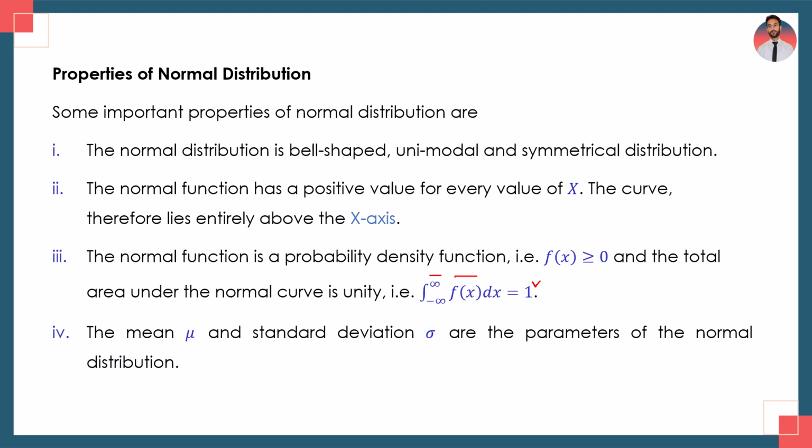In the fourth property, the mean mu and standard deviation sigma are the parameters of the normal distribution.